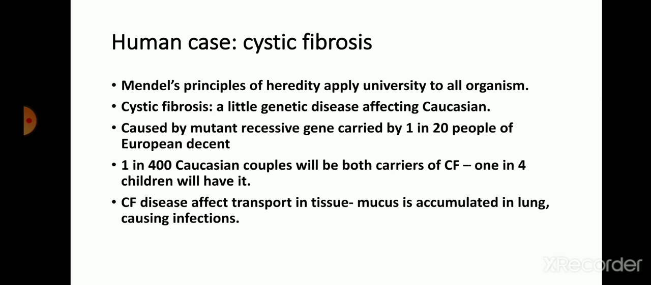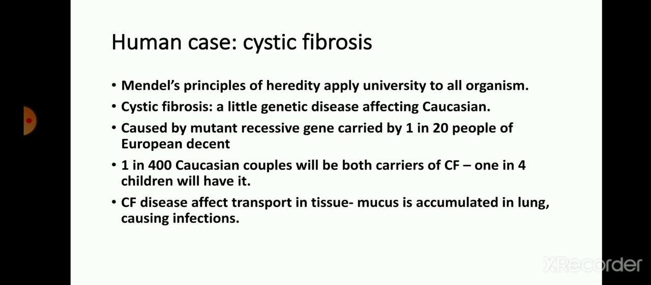Basically, cystic fibrosis is caused by a mutation in the recessive trait of the gene. About 1 in 400 Caucasian couples will both be carriers of cystic fibrosis, so 1 in 4 children will have it. When the two parents are carriers, they don't show the symptoms of cystic fibrosis, but their children may show the symptoms. So 1 in 4 children has the disease.